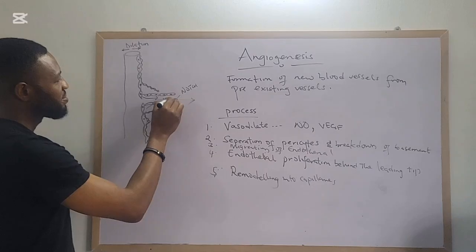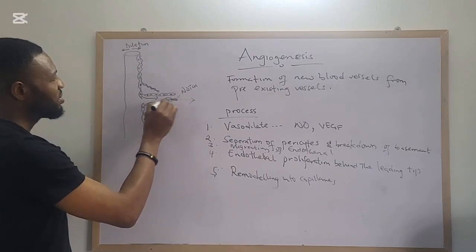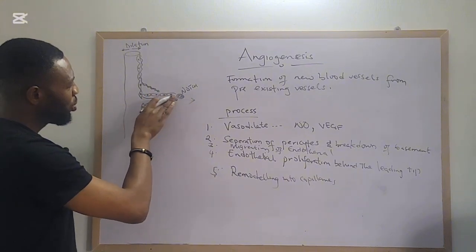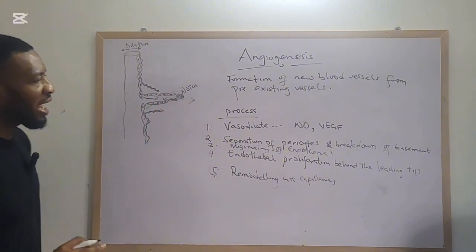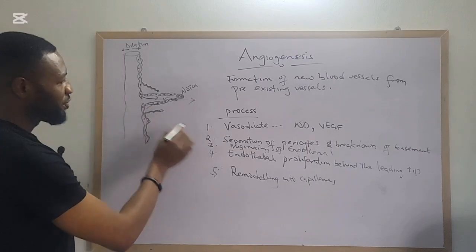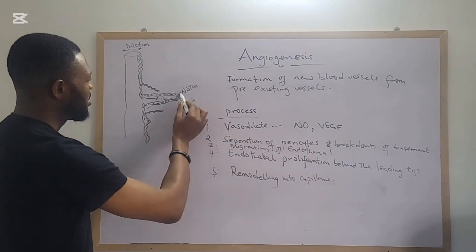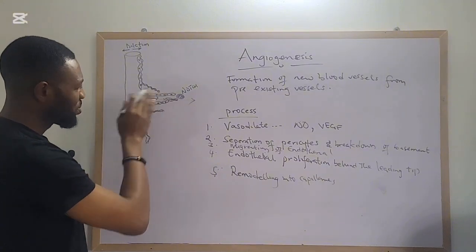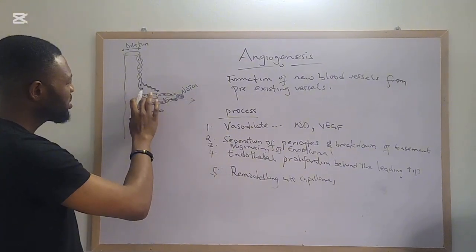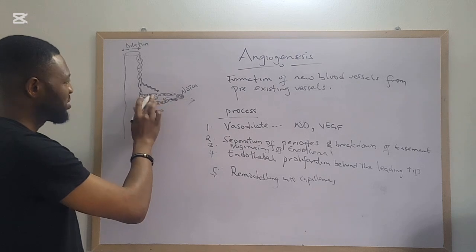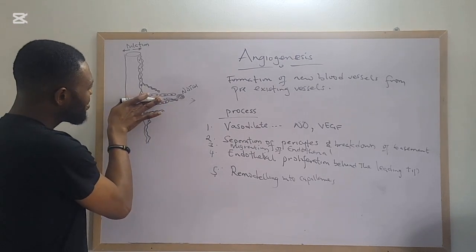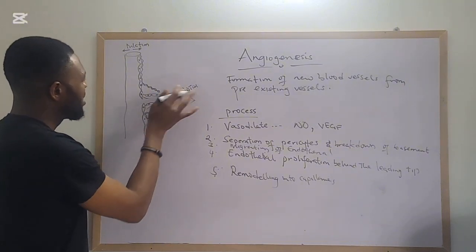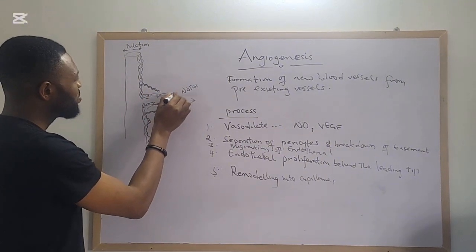Okay, and as these endothelial cells are following the leading tip, the new blood vessel will begin to form. Now, that is the proliferation of the endothelial cells behind the leading tip. Now, after this proliferation has occurred, these blood vessels will have to be remodeled so that they can make a blood vessel that is functional. And so there's going to be remodeling of these blood vessels.